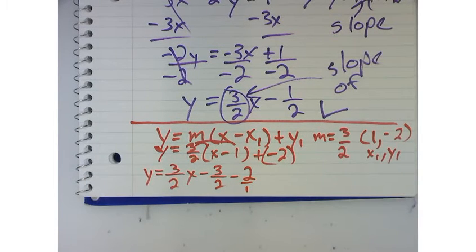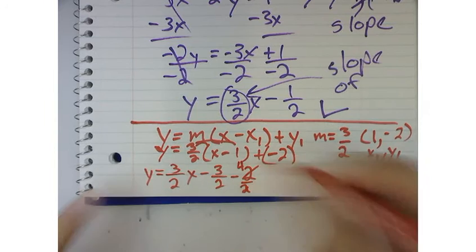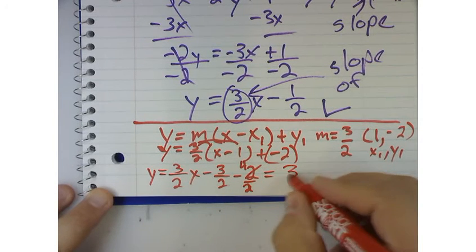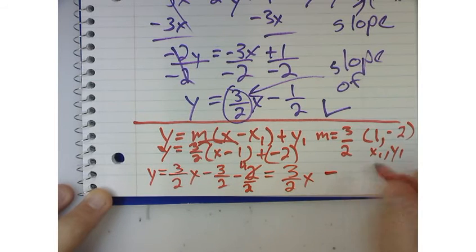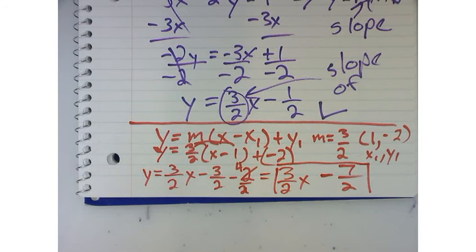Now, how can I combine the 3 halves and the 2 over 1? They're both negative, so I'd add them up and they'd be a negative value. But what would I do? What do I need? Common denominator. So if I multiply this with a 2 on the bottom, then this becomes 4, right? Because 4 over 2 is the same as 2 over 1. So I end up with 3 halves x minus 7 over 2. And that is my final answer. Double check in the back of the book, and that is it. Any questions? Did I go too fast?